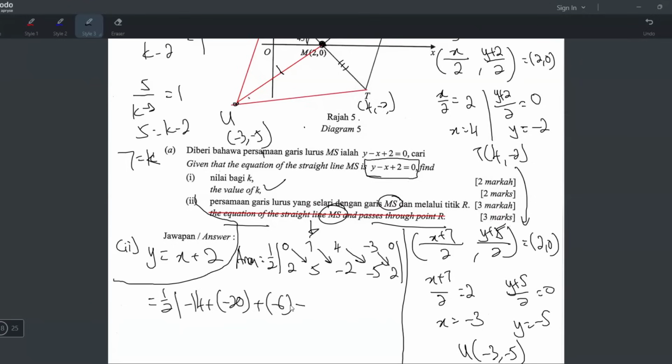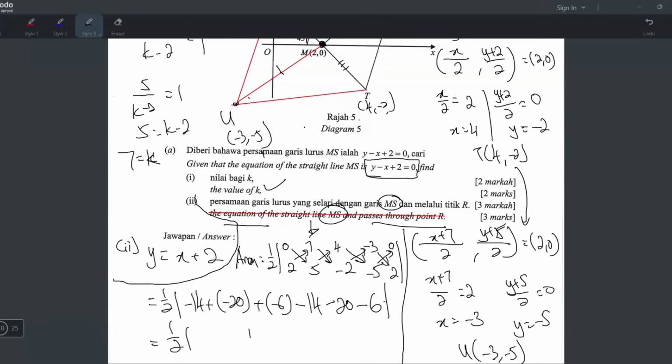Okay, why suddenly minus? Because I changed direction. So 2 times 7, 14. Minus 5 times 4, 20. Minus negative 2 times negative 3 is positive 6. So minus 6. And then minus again with negative 5 times 0. But that one is 0, so you don't write it. So done.